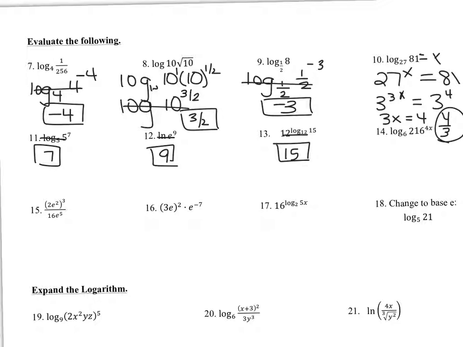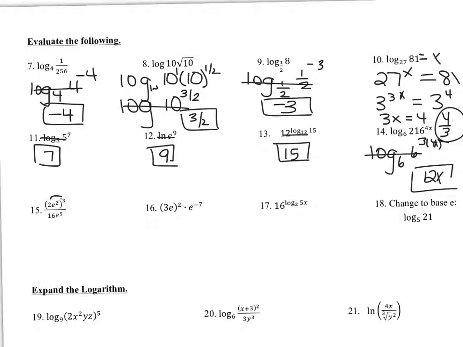Log base 6 of 216 to the 4x over 6. Okay, so I have to change 216 to a base of 6. That's 6 cubed. And then I have 4x left over. So those cancel out. So I'm left with 3 and 4x, which makes 12x.